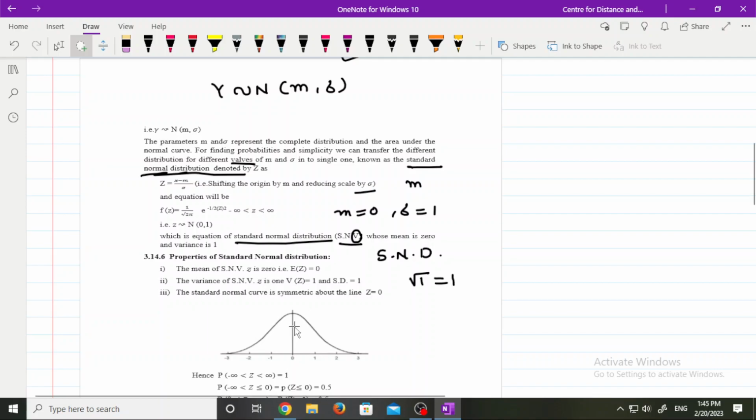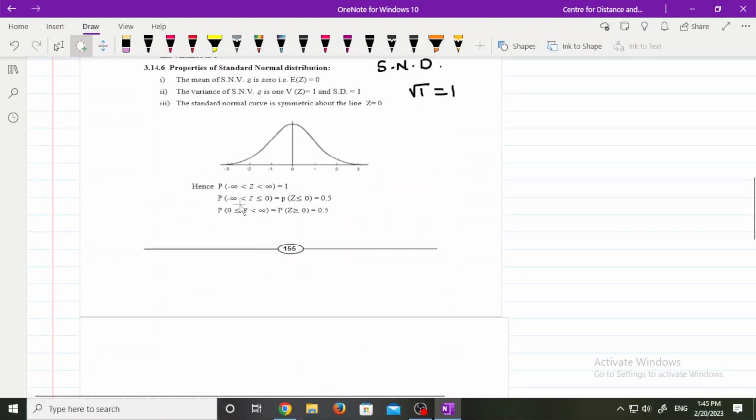The standard normal curve is symmetric about the line z equal to 0. This is our normal distribution bell curve, and the total probability for minus infinity less than z less than infinity is 1. Then P of minus infinity less than z less than or equal to 0 is equal to P of z less than or equal to 0, which is 0.5, and P of 0 less than or equal to z less than infinity, that is P of z greater than or equal to 0, is also 0.5.